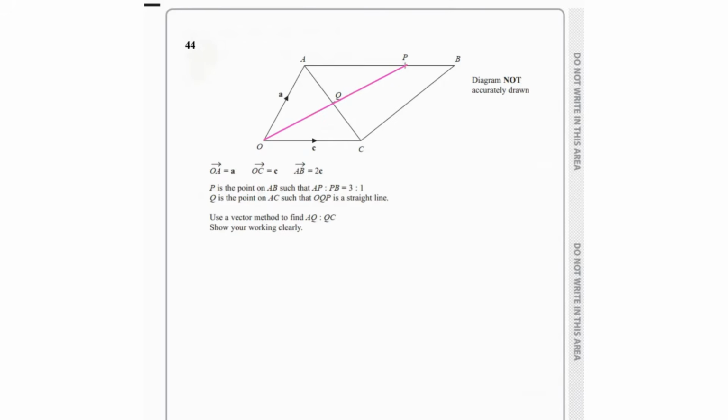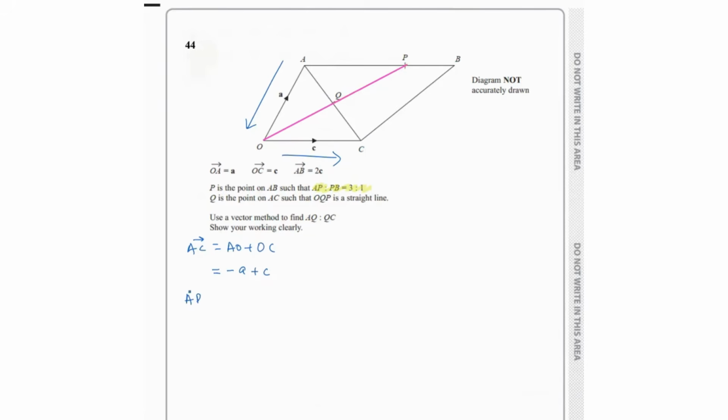Okay. So first we're going to find AC because we have OA and OC. So AC is going to be AO plus OC. I'm going from here to here. When you change the direction, the sign changes, so it becomes negative A plus C. Then they have told us that AB is 2C. And P lies on AB. So using the ratio, I'm going to figure out the vectors for AP and PB.